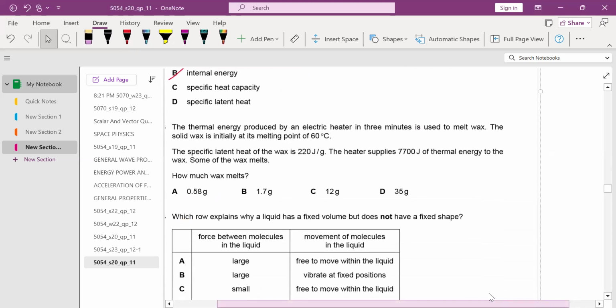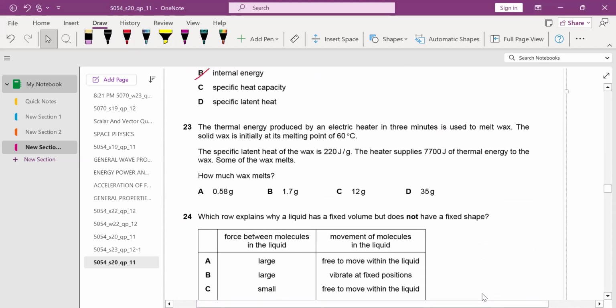Question 23. The thermal energy produced by an electric heater in 3 minutes is used to melt wax. The solid wax is initially at its melting point of 60 degrees Celsius. The specific latent heat is given, which is 220 joules per gram, and the heater supplies 7700 joules of thermal energy to the wax. Some of the wax melts. Now, how much wax melts?